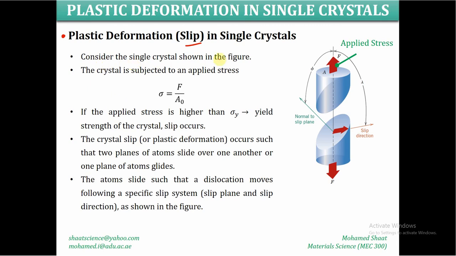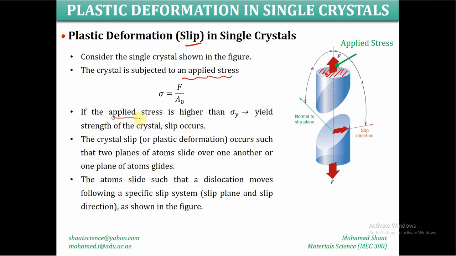So consider the single crystal shown in the figure. The crystal is subjected to an applied stress. This is what we knew from chapter 6, that stress is force divided by the cross-sectional area of this crystal. So assume that we have prepared a sample of this crystal, and this sample is cylindrical with a cross-sectional area A0. So this is the original area of the cross-section, the cross-sectional area of the cylinder. If you divide the force by the cross-sectional area, you end up with the applied stress, which is a tensile stress in that case.